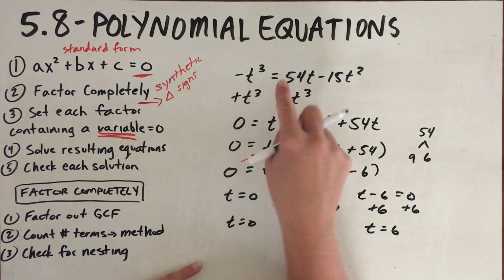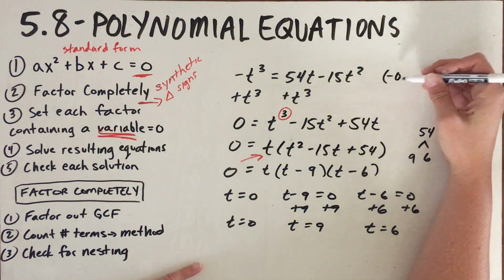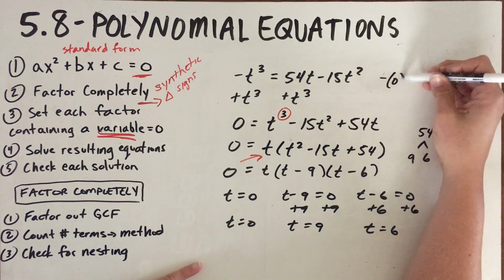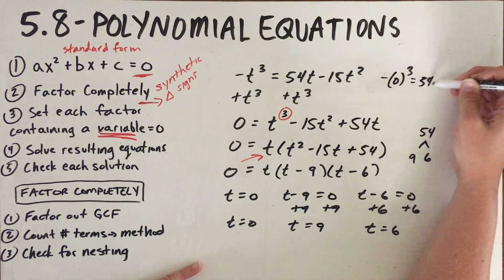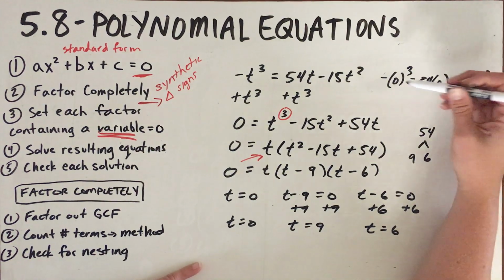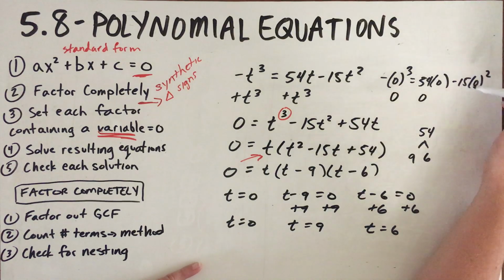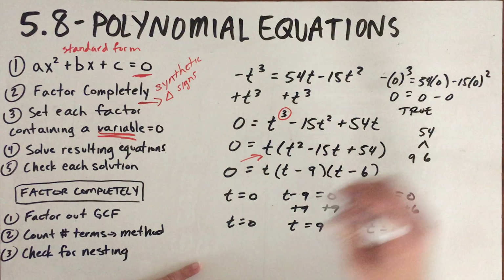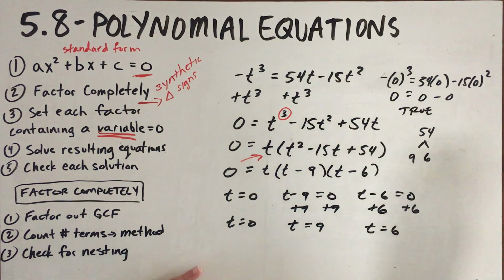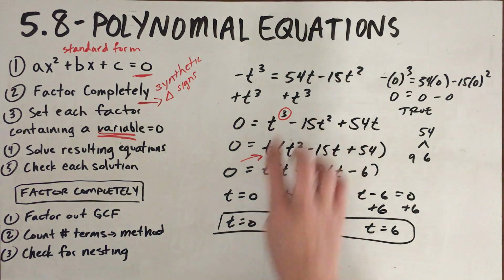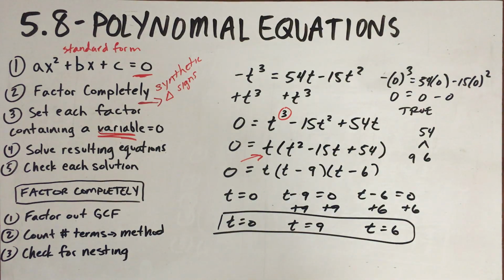If I plug 0 into this original statement, oops, the negative's not inside the t, sorry. Okay, well, this is 0, this is 0, and this is 0. So it's true that 0 equals 0. So 0 is one of the solutions. So these are the 3 solutions. I get that t is equal to 0, it's equal to 9, and it's equal to 6. And I got 3 solutions, which I was expecting because the degree of this polynomial was 3.